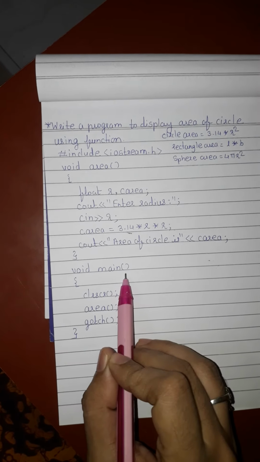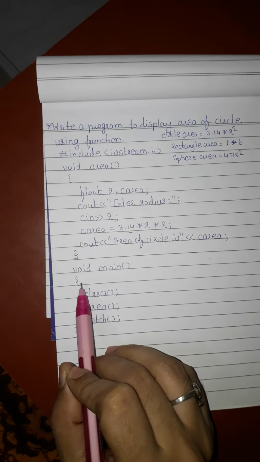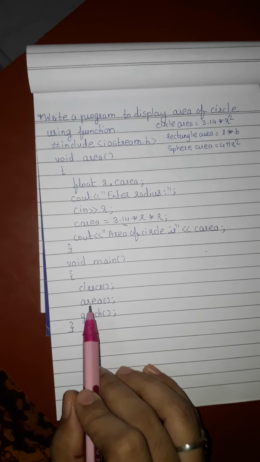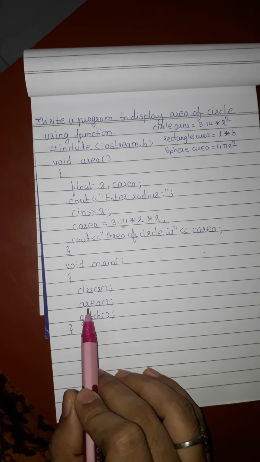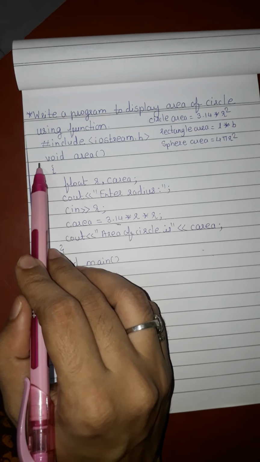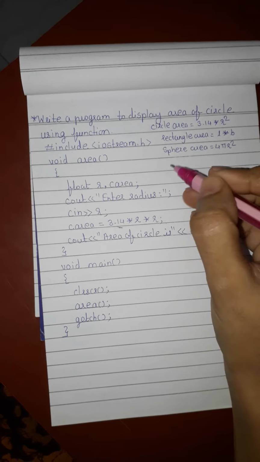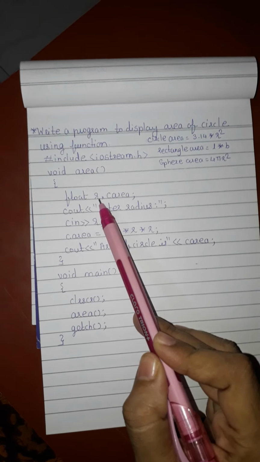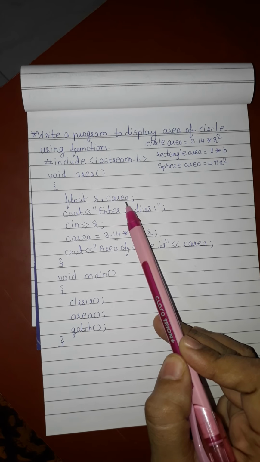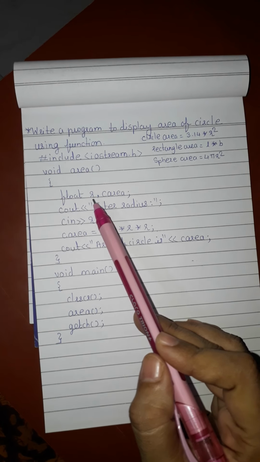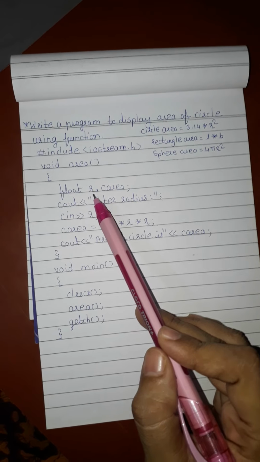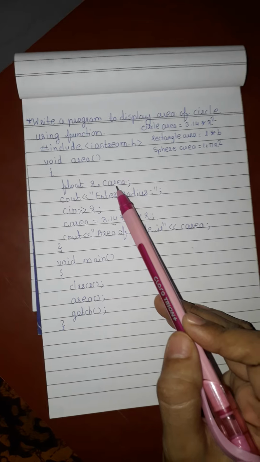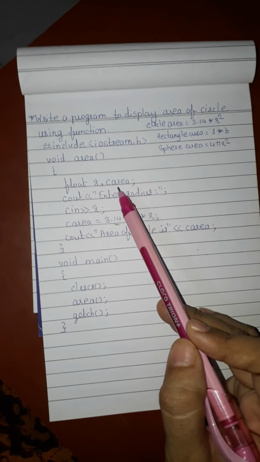Here we have void main. The first part which will get executed is void main. Inside void main I have called the area function. Because of this function calling, our control will move to the function void area. So in the void area function, what will happen? Just see, we have declared two variables, that is r and c area. In the r variable we take the radius from the user, and in the c area variable we will store the area of the circle which we will calculate.